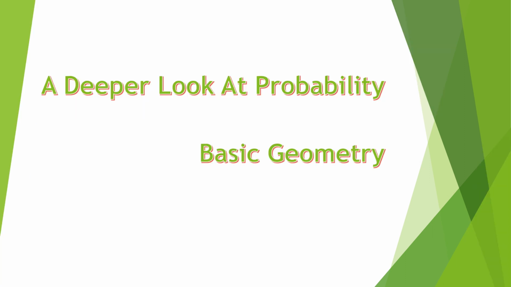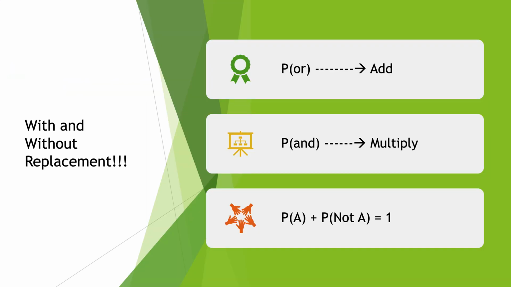Now, a deeper look at probability and some basic geometry. As far as the deeper look at probability goes, I want to discuss the terms with and without replacement. And I want to emphasize that anytime you're doing the probability of an or, you're going to add. When you're doing the probability of an and, you're going to multiply. So that's real important that you remember the probability of or means add, the probability of and means multiply.